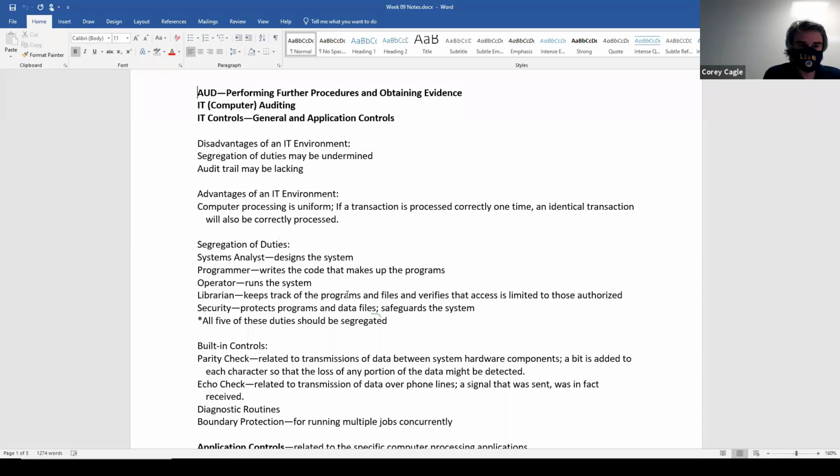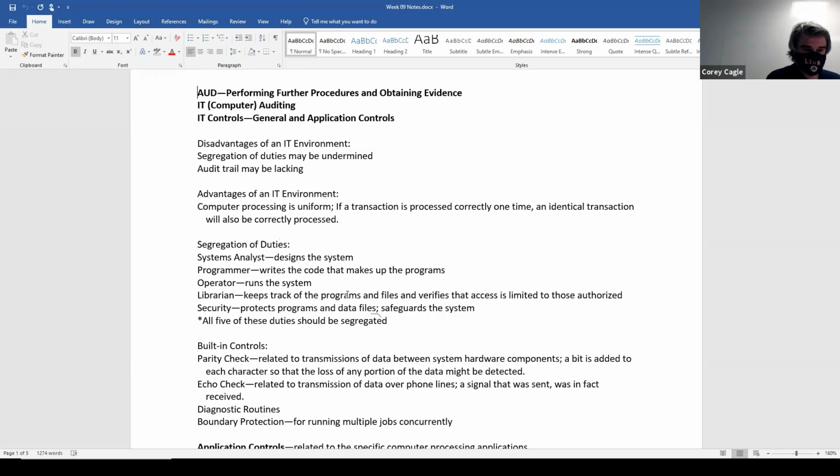Advantages is computer processing. It does the same thing every time, right? It's uniform. If it's done right the first time, an identical transaction will also be correctly processed. So that is an advantage to us as auditors on an IT environment, right?